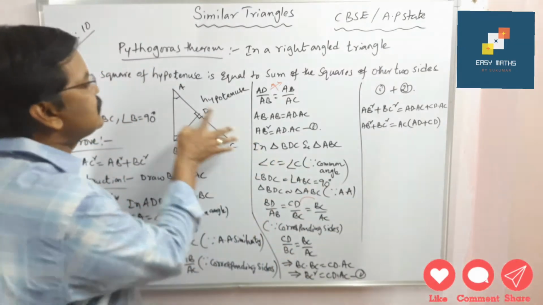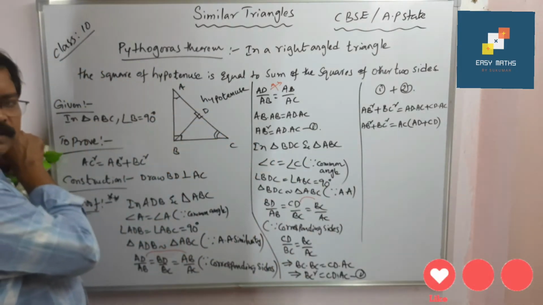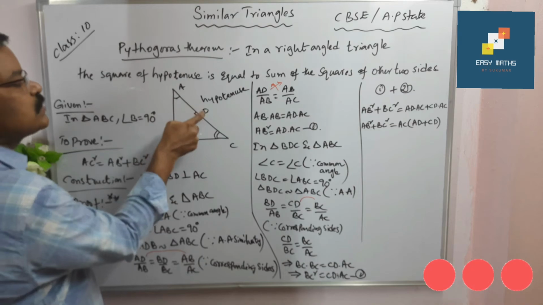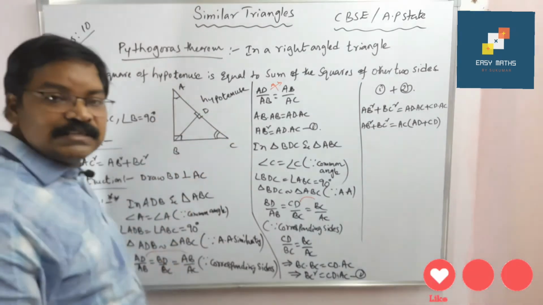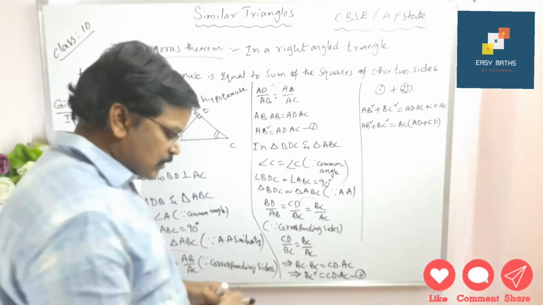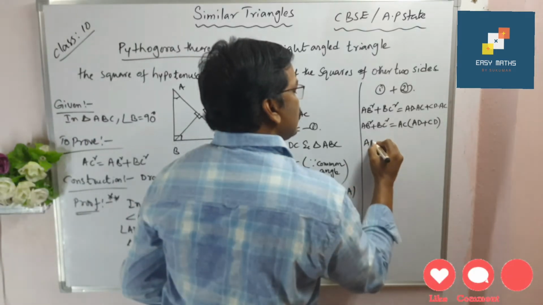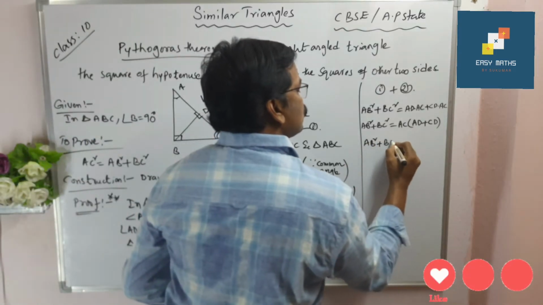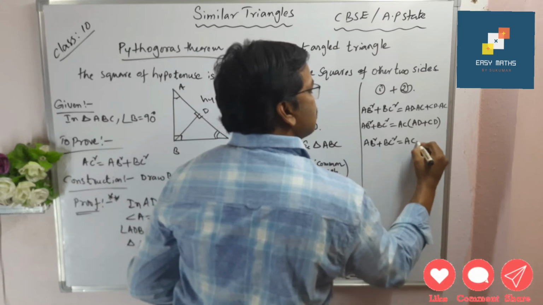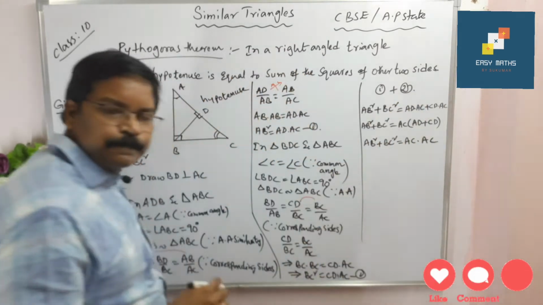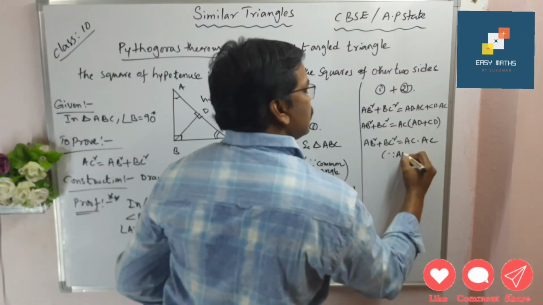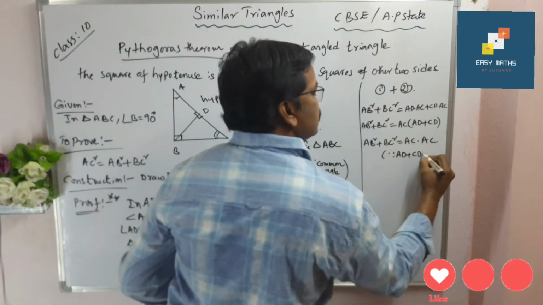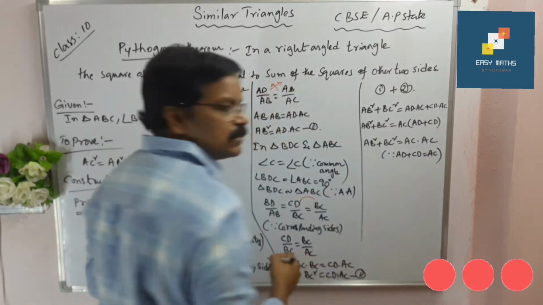My dear students, just observe the figure, triangle ABC is a right angle triangle. What is AD plus CD? AD plus CD is AC, isn't it? That means AB square plus BC square is equal to AC into AC. The reason is since AD plus CD is equal to AC.